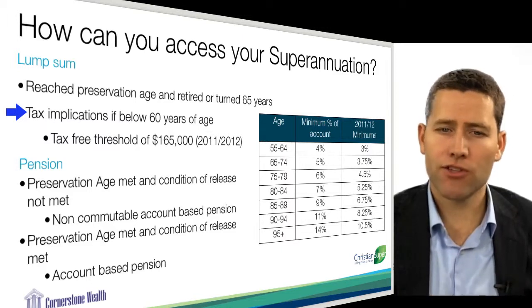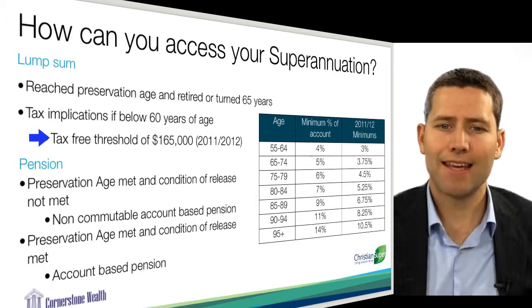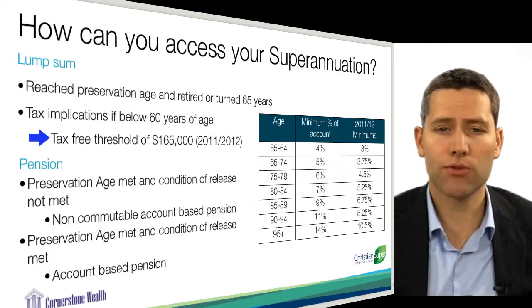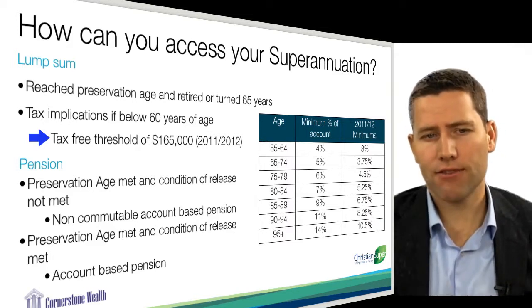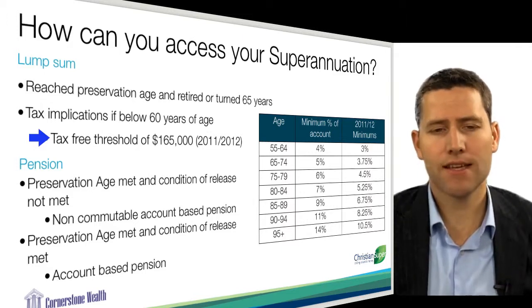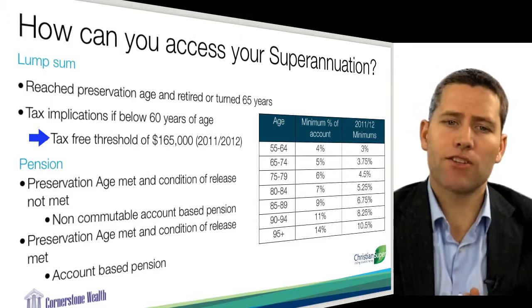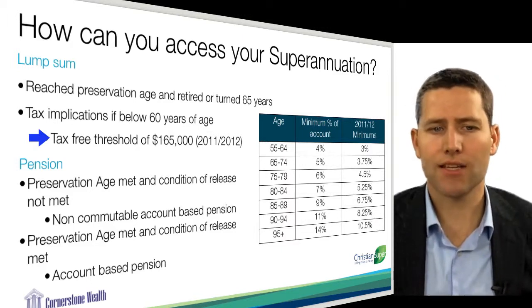There is a tax-free threshold of $165,000 during the 2011-12 financial year. So if you're drawing out less than that and you're under 60 years of age, then you're not likely to be subject to tax. But once you reach 60 years of age, currently, any withdrawals from your superannuation fund are totally tax-free.